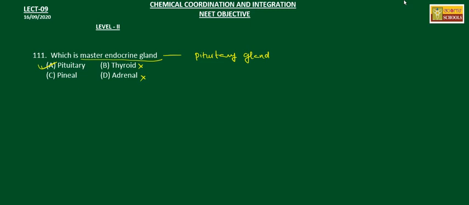So the pituitary gland controls the functions of all other endocrine glands. So the right option is the pituitary gland, that is option A.